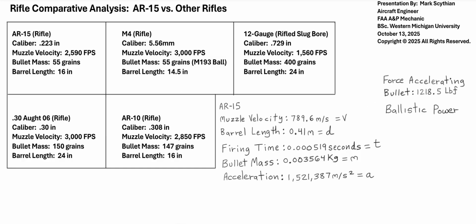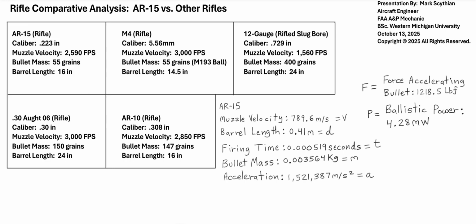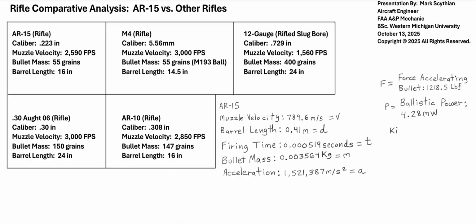Next, we should focus on the ballistic power. So in this case, we have force times distance divided by time, so the force accelerating the round times the barrel distance. So we get our Newton meters value divided by the firing time. So 2223.14 Newton meters divided by the firing time, and that yields 1 Newton meter per second is 1 watt of power. So we calculate a ballistic power of 4.28 megawatts, so we could round that up to 4.3 megawatts.